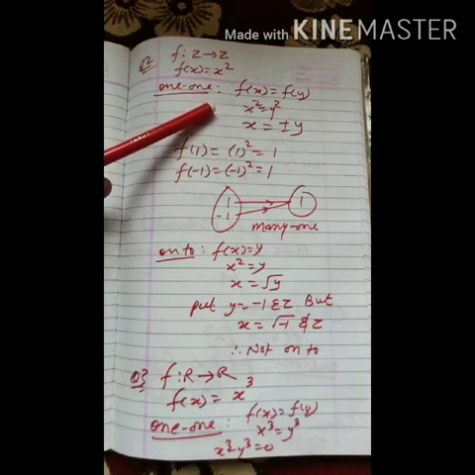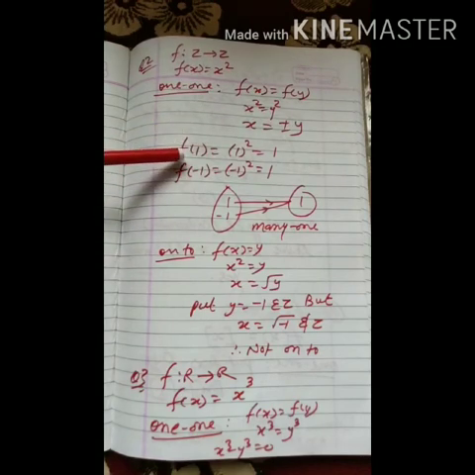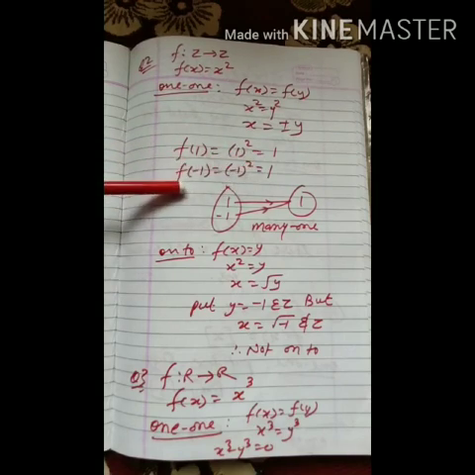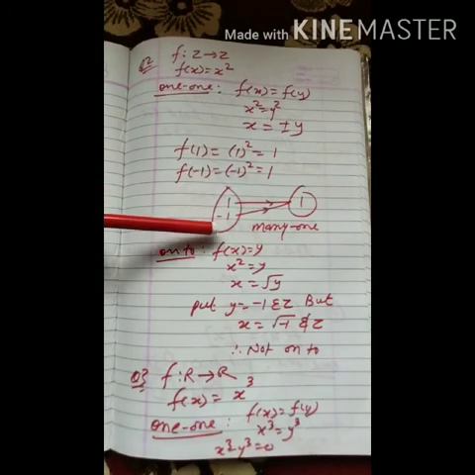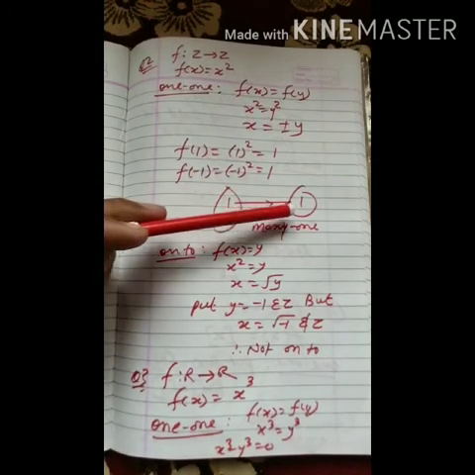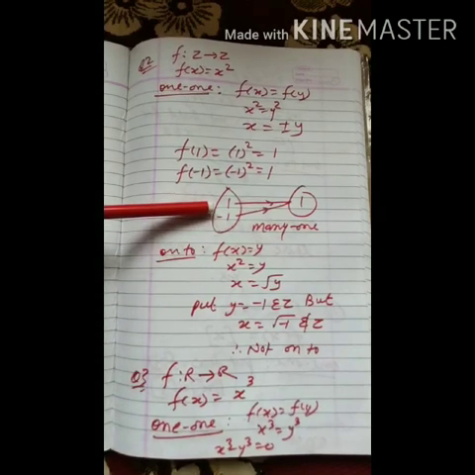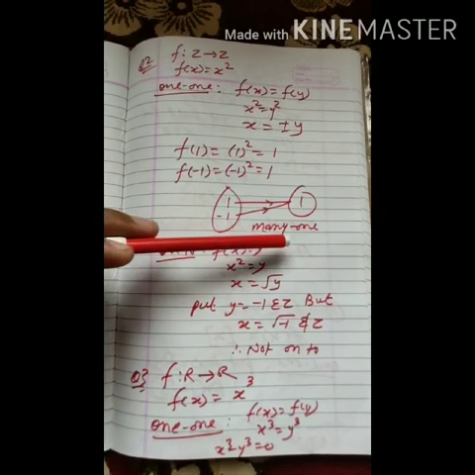This can be understood by taking another example. Put x equal to 1, we get 1. Put x equal to minus 1, then we again get 1. It means 1 and minus 1 have the same image 1. So this is not one-one. This function is a many-one function.